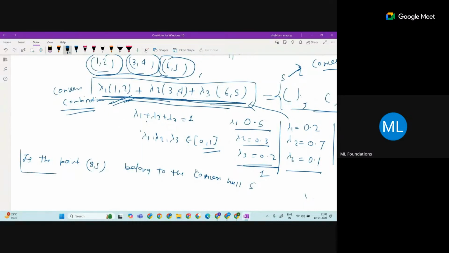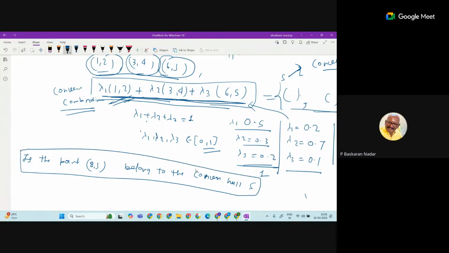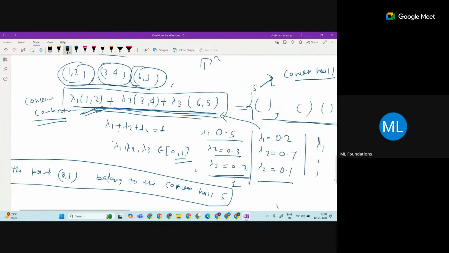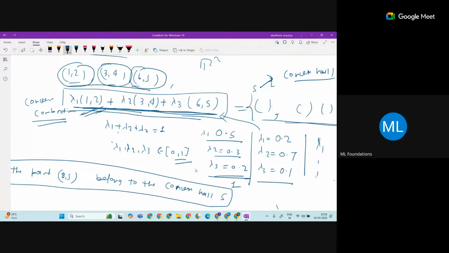Does the point (8, 5) belong to the convex hull? No combination will give you (8, 5). What is S? S is the convex hull generated by these 3 points. But the maximum X is 6, and what you need is 8. You won't get even the X coordinate. Forget the Y coordinate checking.